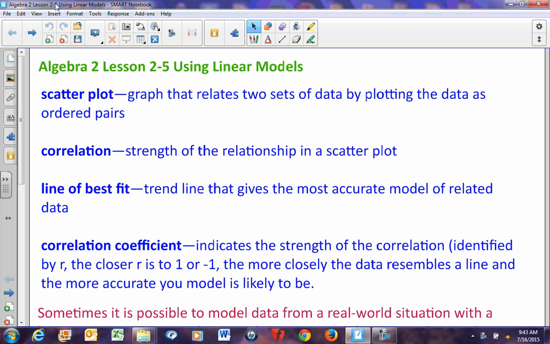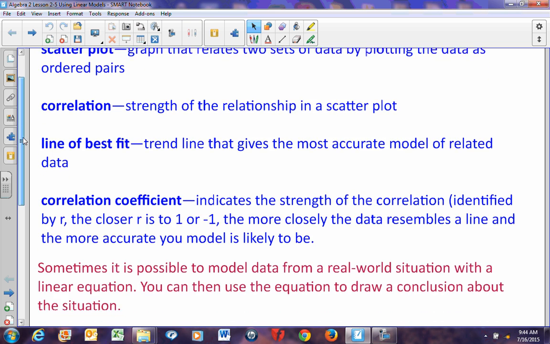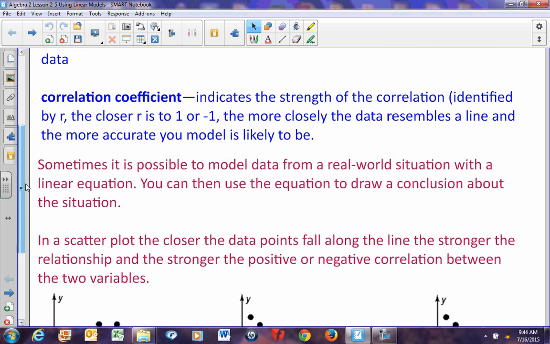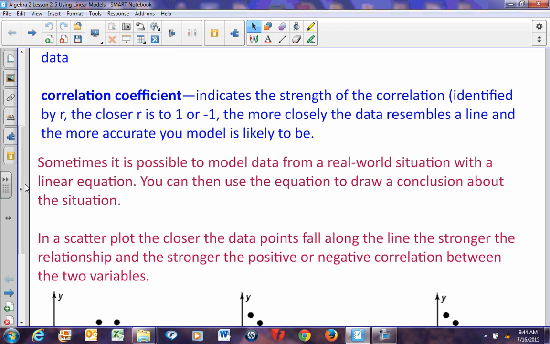A correlation is the strength of the relationship in a scatter plot. And that correlation is normally determined by what we call a line of best fit, sometimes referred to as a trend line, that gives the most accurate model of the related data. The correlation coefficient is indicated by the strength of the correlation. It's identified by the variable r. If your r value is close to 1 or -1, then that means it's a fairly strong trend line. The more closely the data resembles a line, the more accurately your model is likely to be. It will be determined by your r.